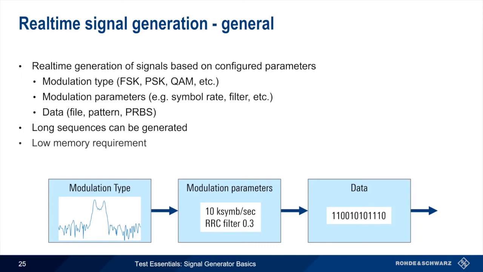And likewise, the generator memory requirements are also quite low, since we're not pre-generating and then storing pairs of IQ values. One example of where real-time signal generation is helpful is in bit error rate testing, where we want to send a known pattern of bits and determine which percentage of these bits are correctly or incorrectly decoded by the receiver.